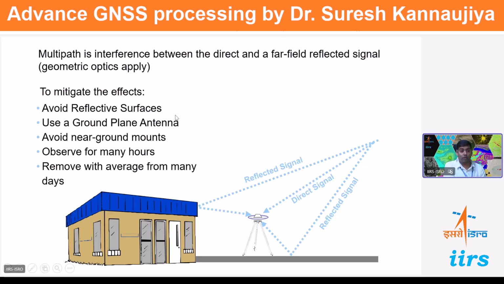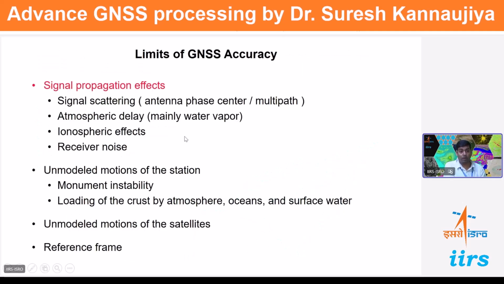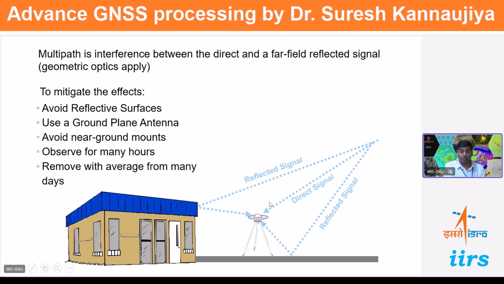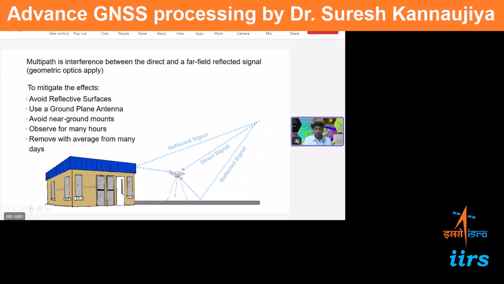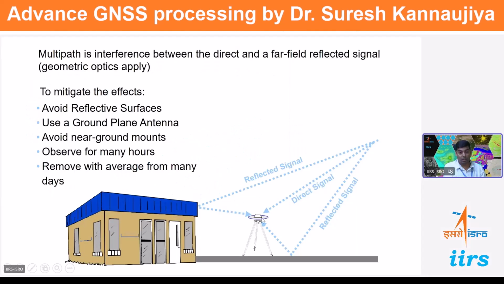Here you can see how signal propagation is getting affected. This is the setup of the campaign, and it is very close to a building. Now you can see here, this is the obstruction. If the satellites are here, they will not get tracked, because this is creating the obstruction. So it will only track satellites in this range.